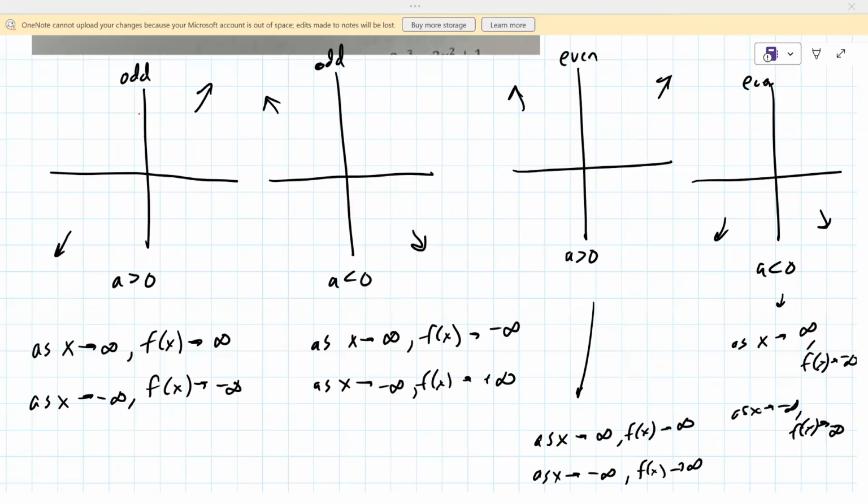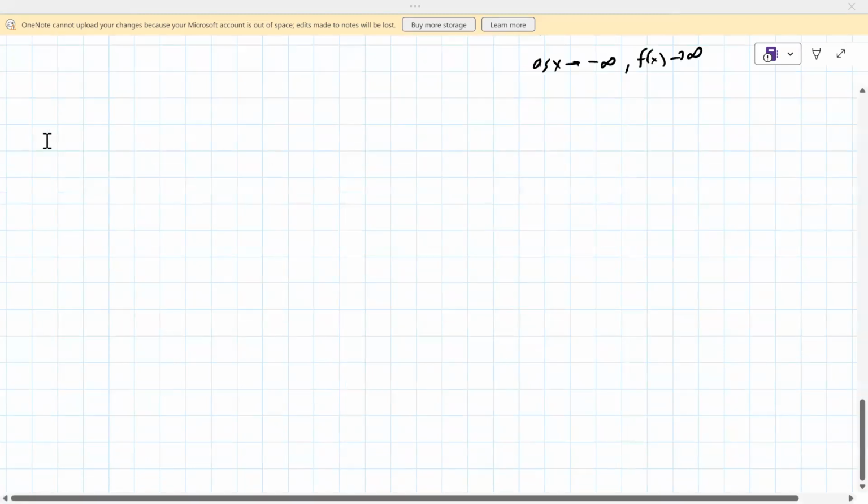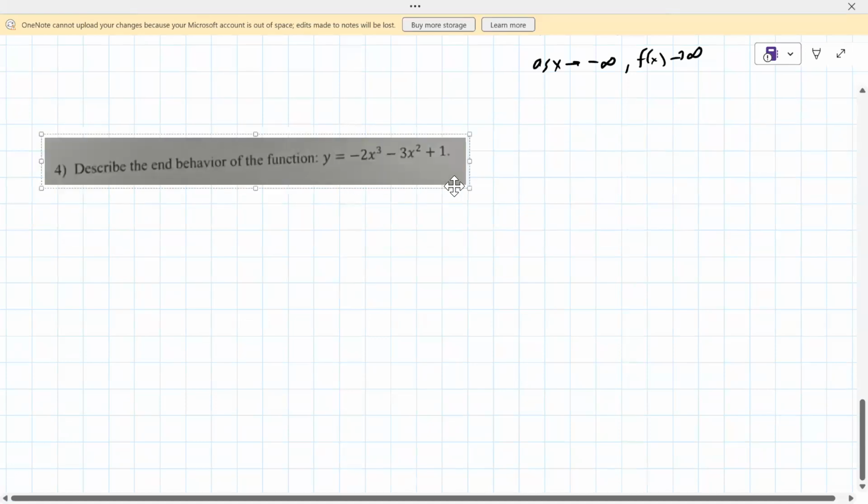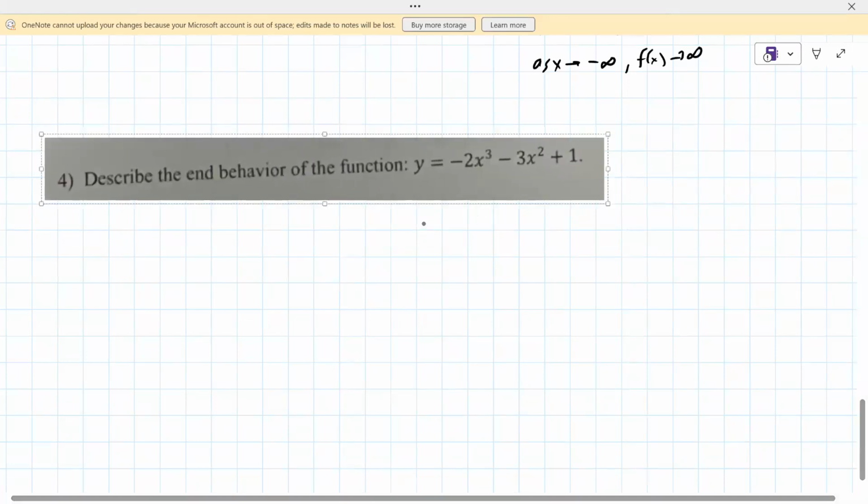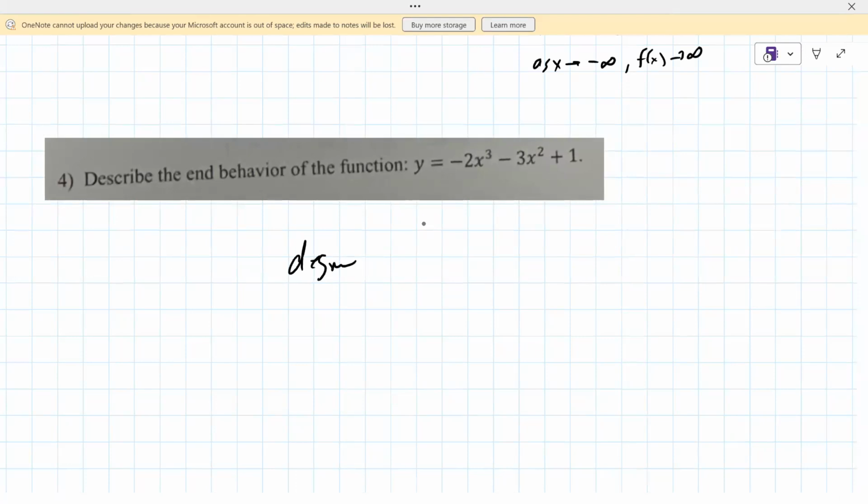All right, so I'm going to grab question 4. So the degree here is what? 3. It is 3. And how about the leading coefficient? Would that be 3 as well? It's the number in front. So, okay.